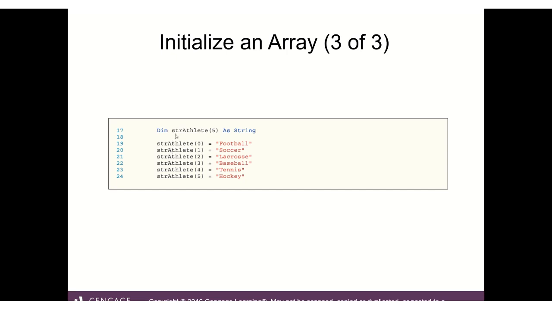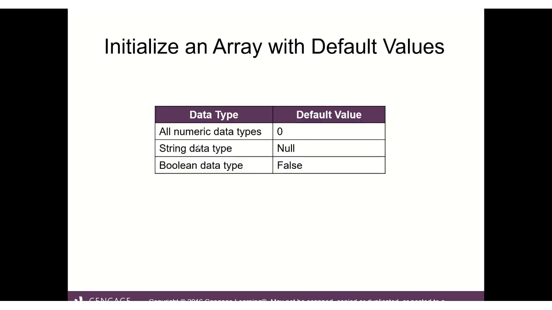You can also initialize an array in this way. Suppose you have another array, the str athlete. It has 5 elements, so you define it 0 1 2 3 4 5. So you have football, and a lot of values are declared here. You can also initialize an array with default values.